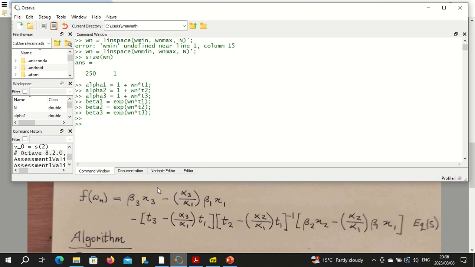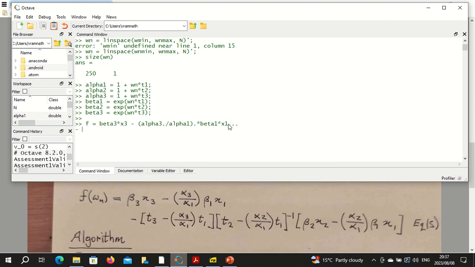Now I want to calculate f. So beta 3 is a vector. I'm multiplying by a scalar. And when I want to do division of one vector by another vector, I use the dot slash. And when I want to multiply a vector by a vector, I use the dot star. Okay. Then when I don't have enough space, I'm just going to put 3 dots. 1, 2, 3. I press enter, so I'm on another line.